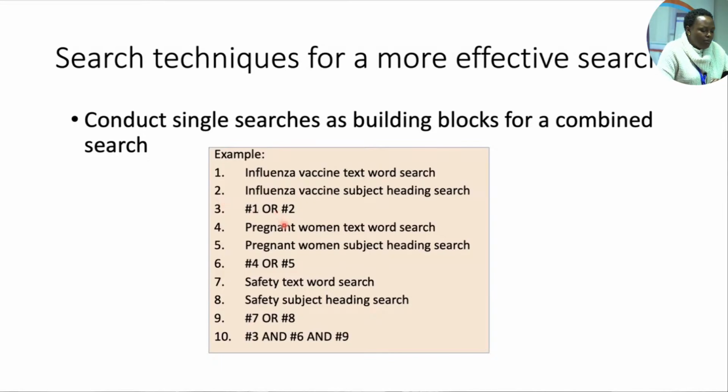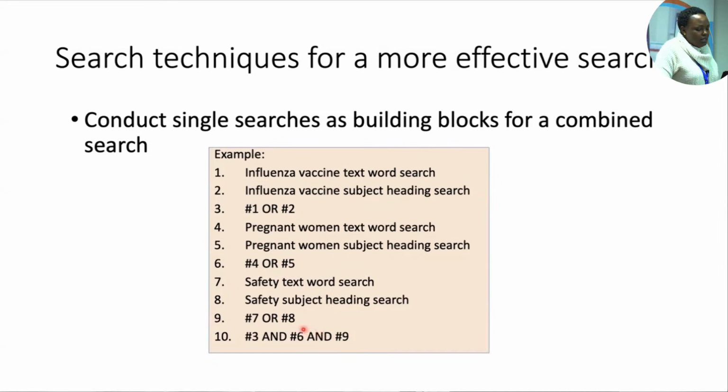So now pregnant women, remember we could have pregnant women or childbearing or whatever it is. We do those searches and then we combine them here in number 6. I've combined 4 or 5. And then we look at safety, then combine it 7 or 8. Then my final search is I'll take search number 3. I want something that has search number 3 with the items in search number 6, and the items in search number 9. So now I'm combining that I want papers that cover influenza vaccine, also have something to do with pregnancy, and also have something to do with safety.